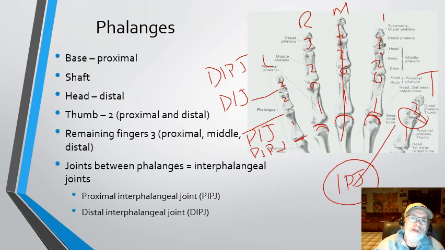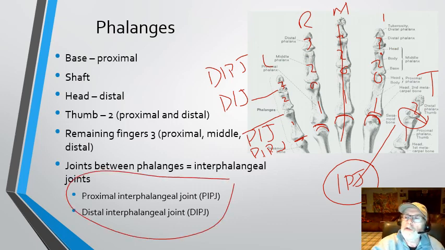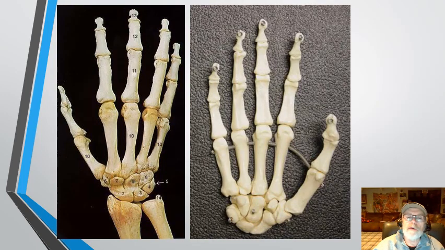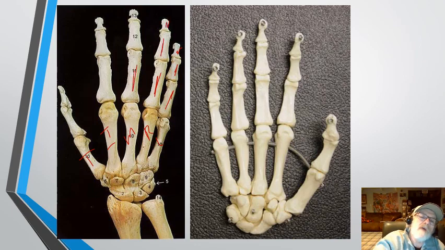Okay, so anyway, those are the joints that are there, and this is just looking at what we see. Here's the thumb, index, middle, ring, little, and what happens is there's the proximal phalanx, middle phalanx, distal phalanx for each finger, and they just call the thumb's proximal and distal.